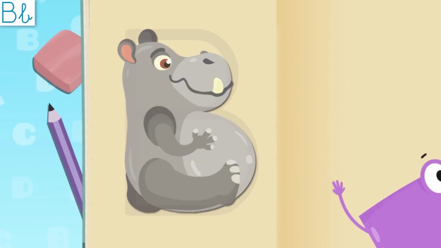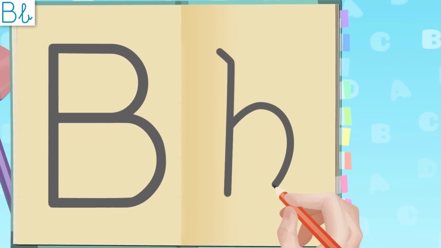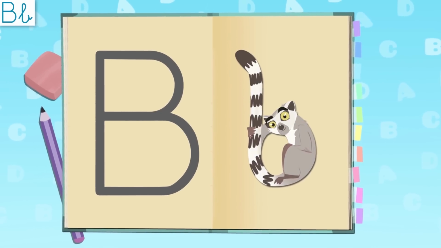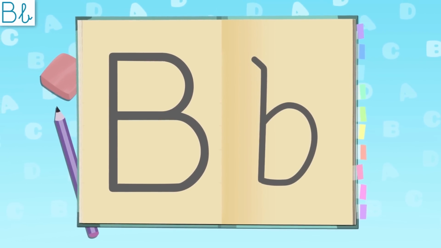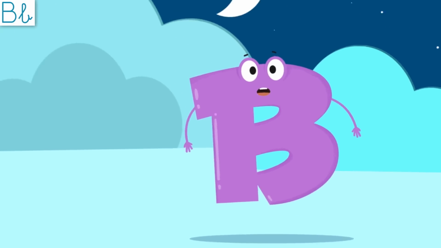Let's try the smaller caps. We start making a line down and give it a belly right here. Brilliant! Look, it's like a lemur. Draw at home with pen and paper. It's super easy. I am in a bunch of words like these.